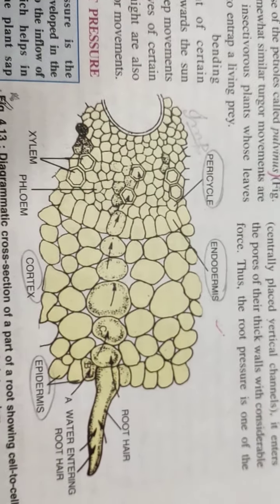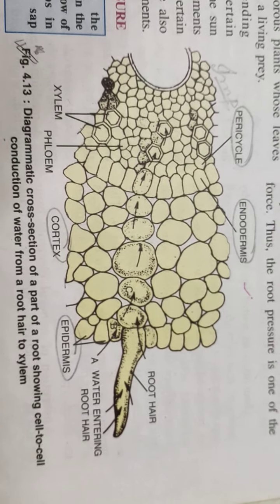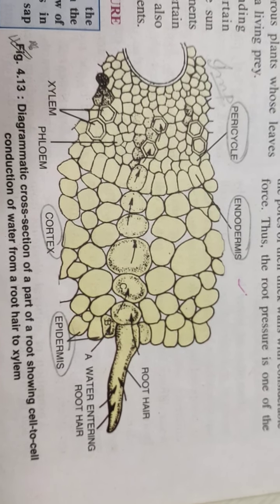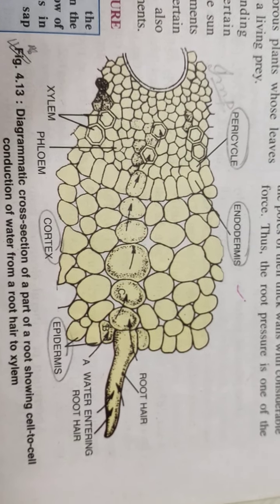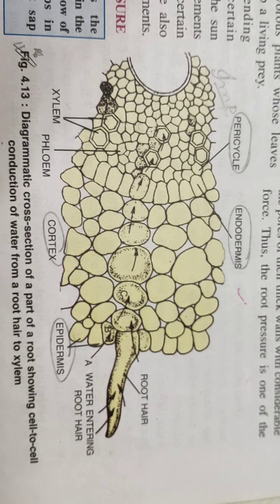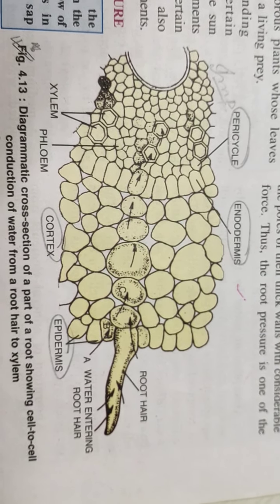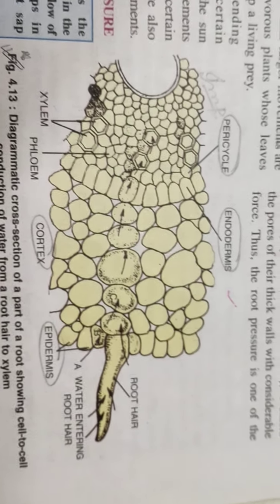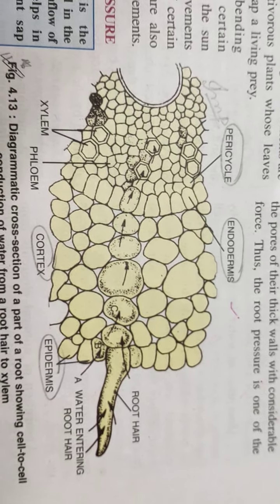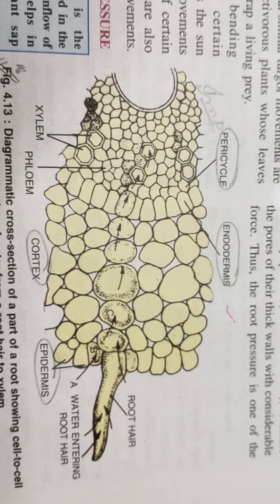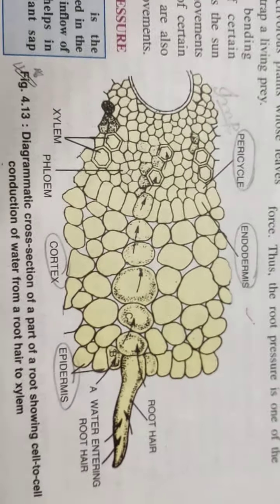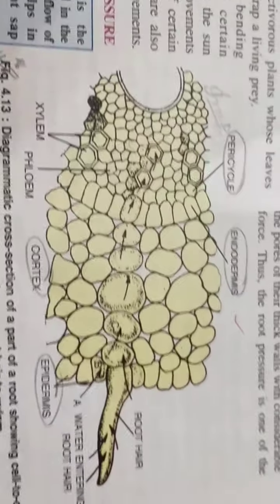Okay students, now this diagram is very important. As you can see, it's a cross section of a root showing cell-to-cell conduction of water from root hair to xylem. So this is very important. Please go through this diagram. It will never come for your drawing, but you have to practice it, or rather you have to observe it properly for the labelings.